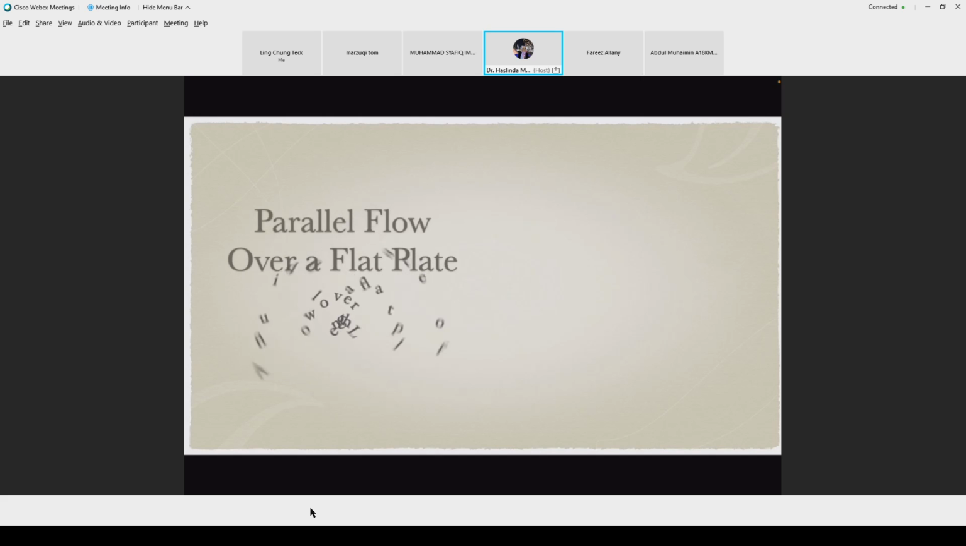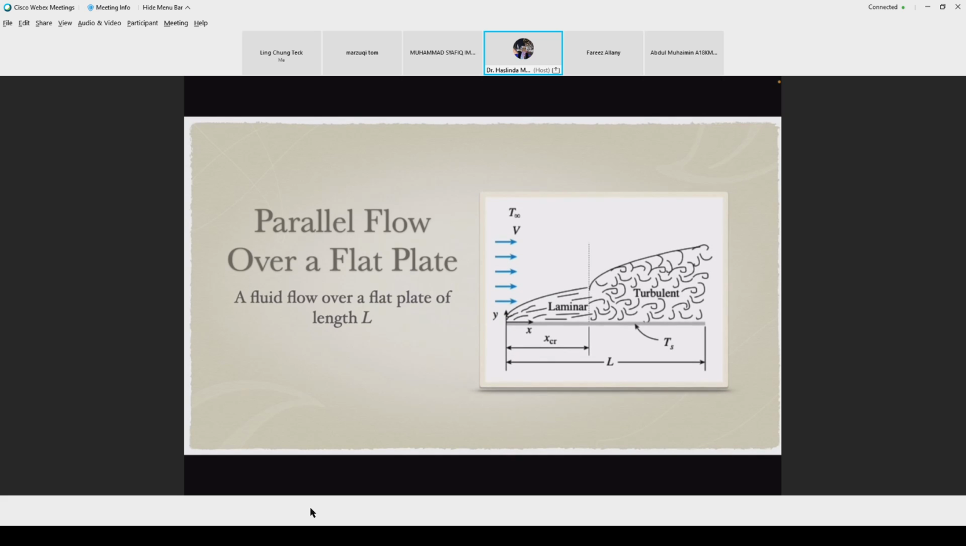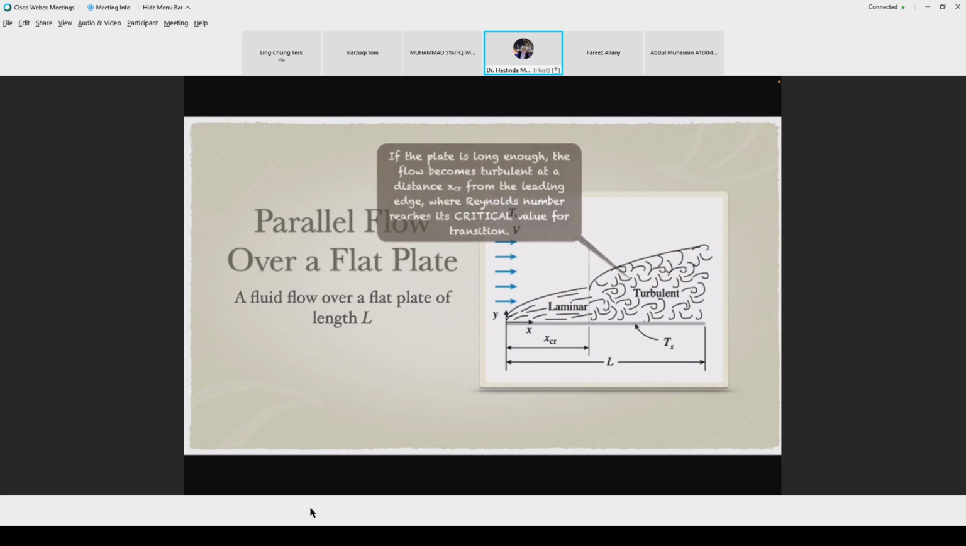Okay, now we will learn parallel flow over a flat plate. Actually we have 2 or 3 types of geometry to be learnt in this subject. So the first one is flat plate. So we will learn how to analyze heat transfer over a flat plate.